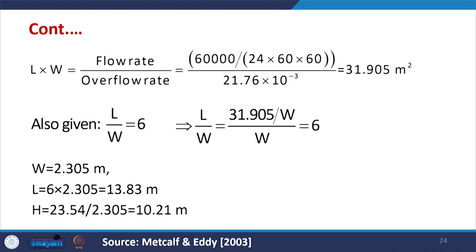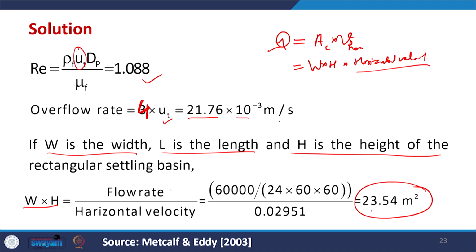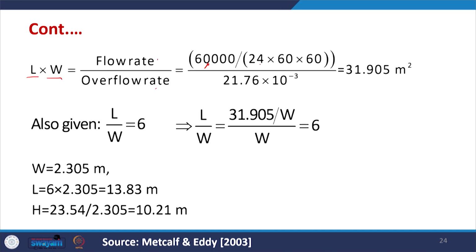Going further, similarly we can calculate the surface area using length into width is equal to flow rate divided by overflow rate. The flow rate is given to be 60,000 meter cube per day. Now, it is converted into per second because the overflow units are in per second. So, we calculate 24 into 60 into 60, and the overflow rate is given to be 21.76 into 10 raised to minus 3. That means this area is coming out to be 31.90 meter square.